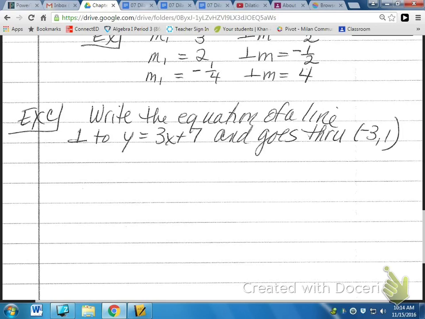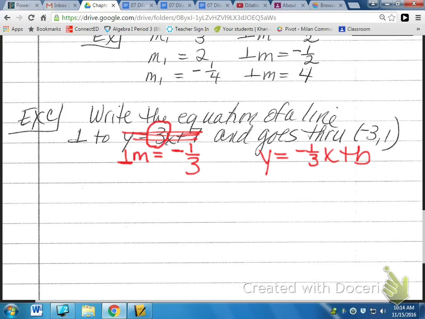So example C says, write the equation of a line perpendicular to y equals 3x, and it goes through negative 3, 1. This is what I look at. The slope is 3. The perpendicular slope to that would be negative what? 1/3. And after you get that, you forget about that equation completely. You need nothing else from that equation. It's perpendicular to that one, so this new slope is negative 1/3. So you go y equals negative 1/3 x plus b.